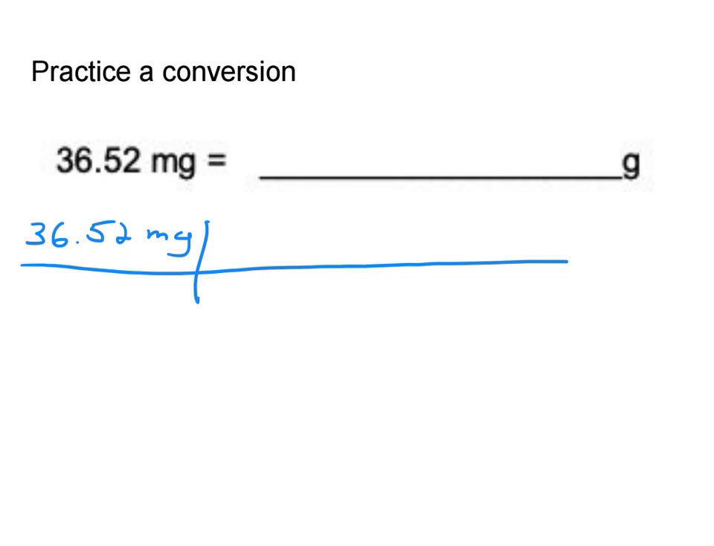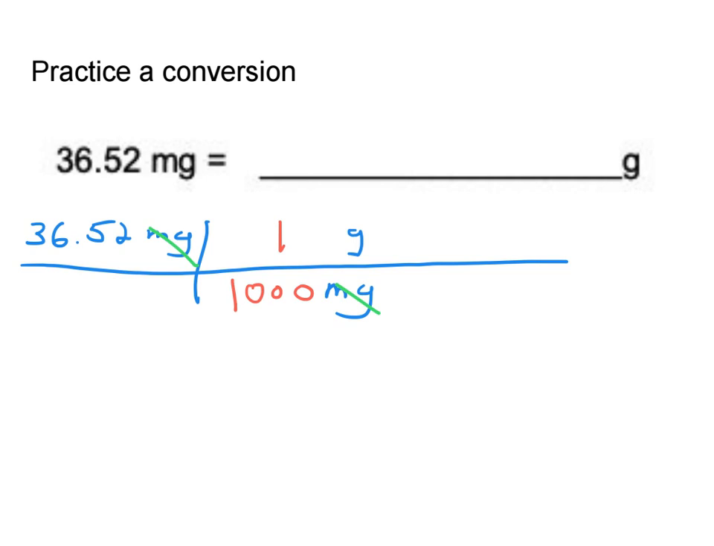Well, I know I want to get rid of milligrams, so I know milligrams has to go on the bottom here, so that'll cancel out. And I want to get to grams, so I'll put grams on the top here. Now what I fill into these two boxes just has to be a true conversion ratio. So I know 1,000 milligrams are in 1 gram. Now, milligrams will cancel out, and then I just multiply this like a fraction. Multiply straight across the top, straight across the bottom. I end up dividing by 1,000.